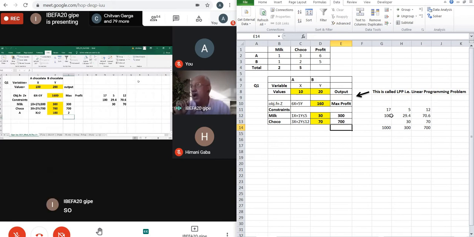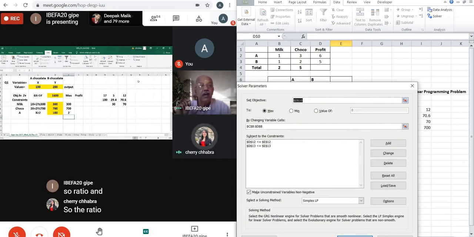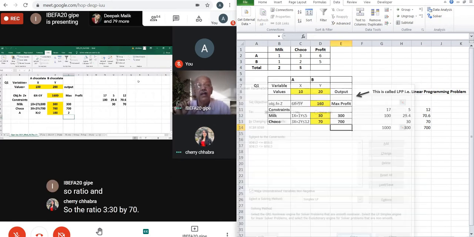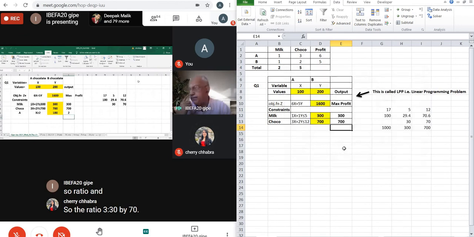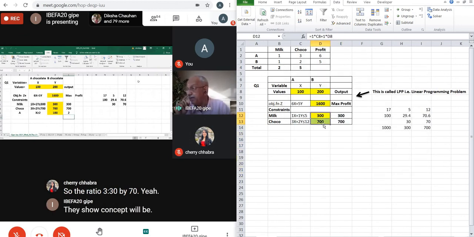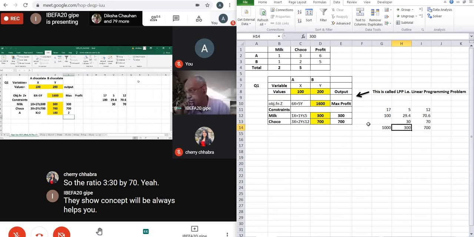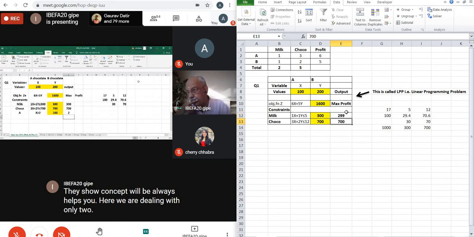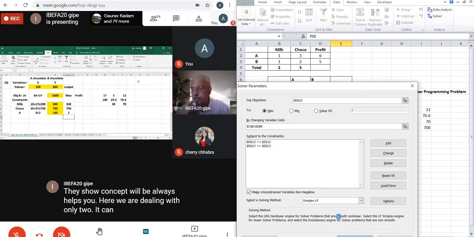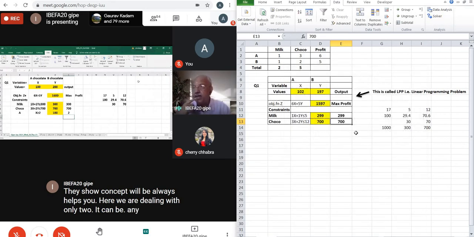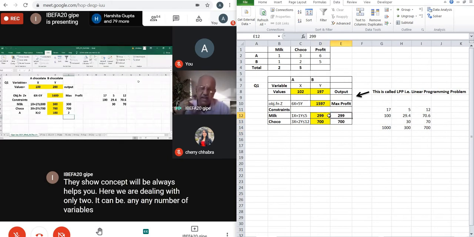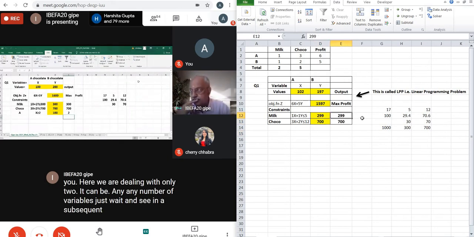So sir, is the ratio 30/70? Yeah, the ratio concept will always help you. Here we are dealing with only two variables. It can be any number of variables. Just wait and see in the subsequent classes.